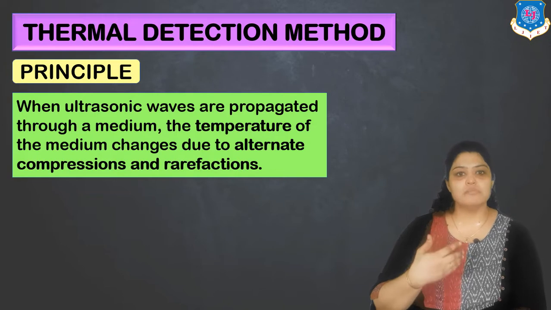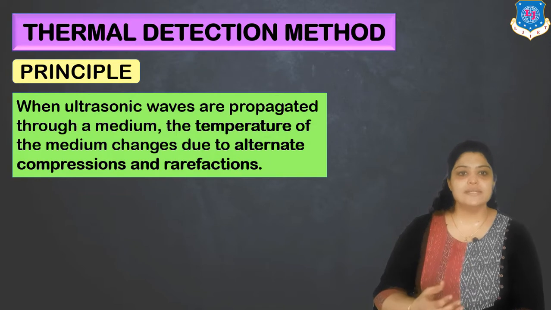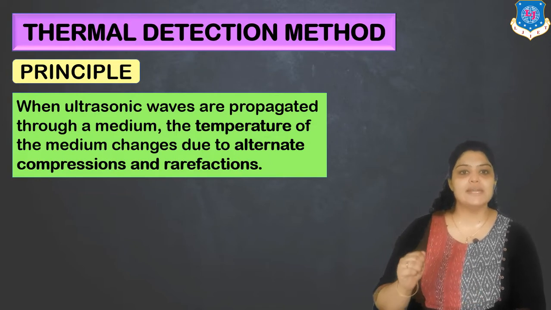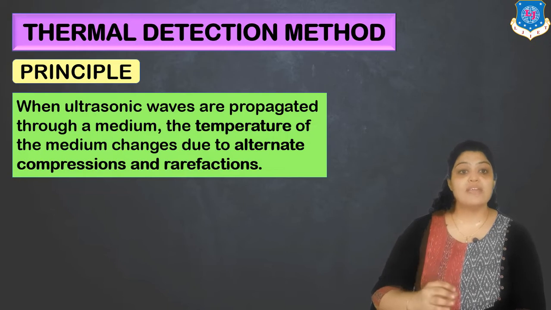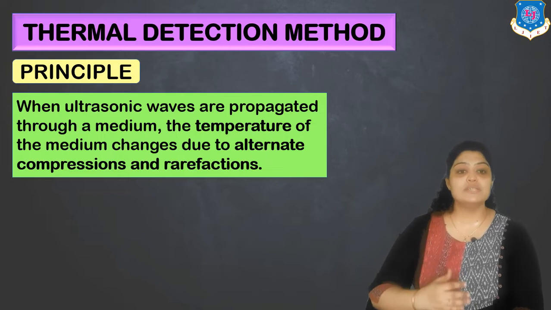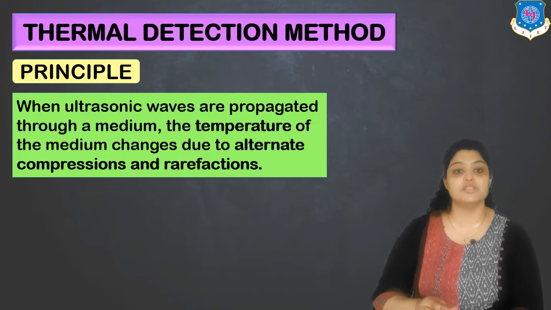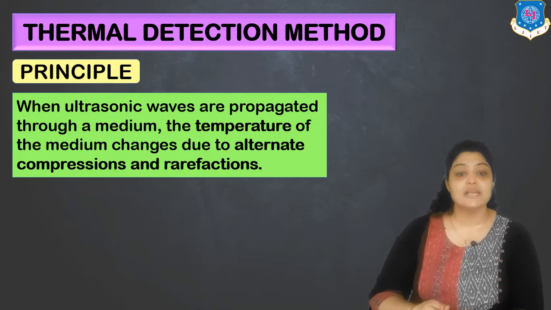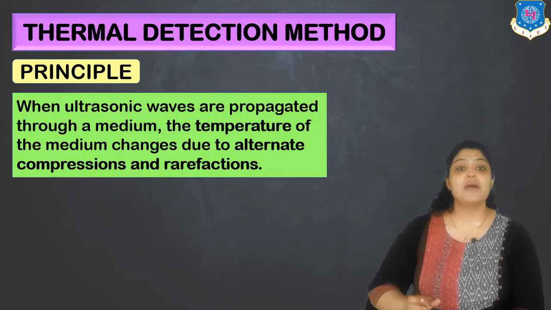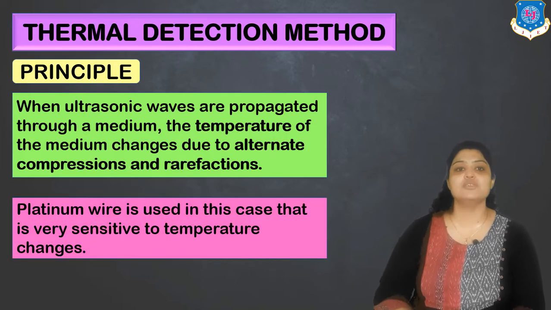Now let me be more elaborate. Why do we say that the temperature of the medium changes? Suppose consider air and consider that sound is propagating through this medium. Wherever compression is present, all the molecules of the medium come together, and rarefaction means they are scattered. So I would say there is maximum pressure on the particles of the medium where there is compression. Due to this, there is a temperature increase. And when it comes to the rarefaction, the particles are scattered. That means there is minimum effect of ultrasonic waves and hence the temperature is lowered.